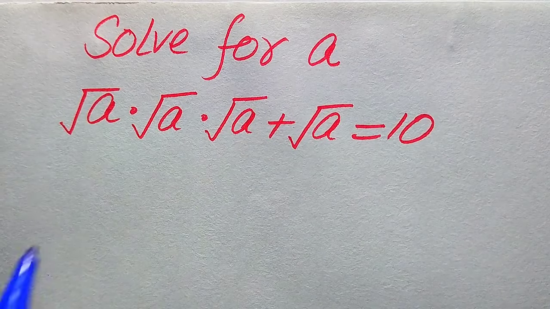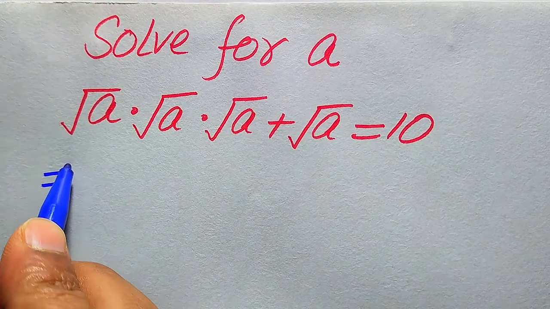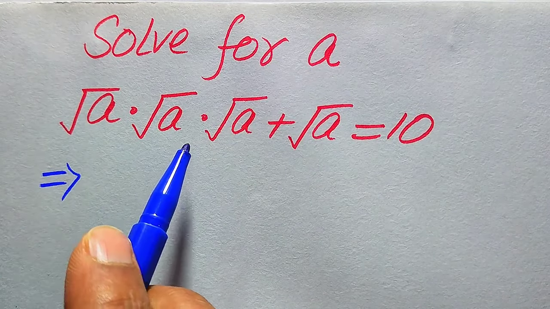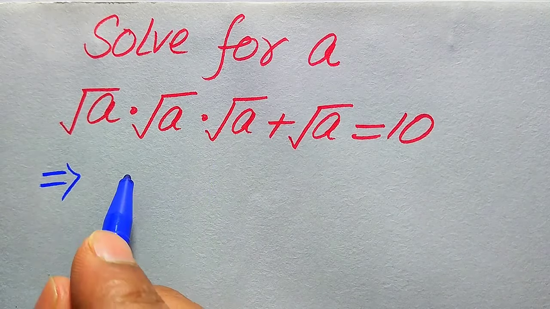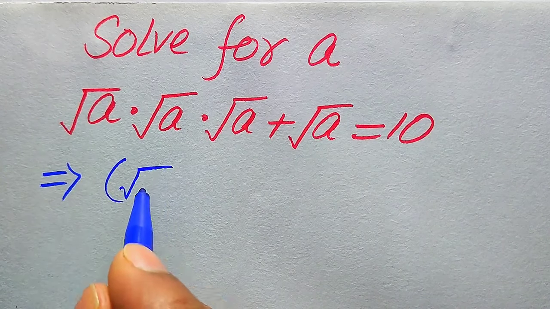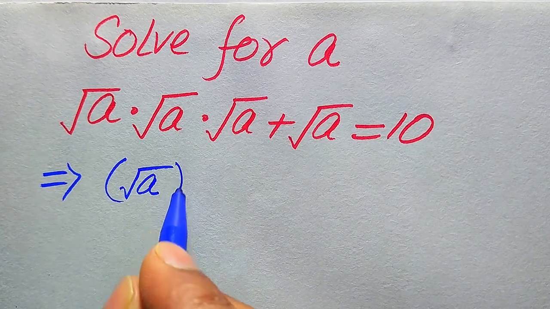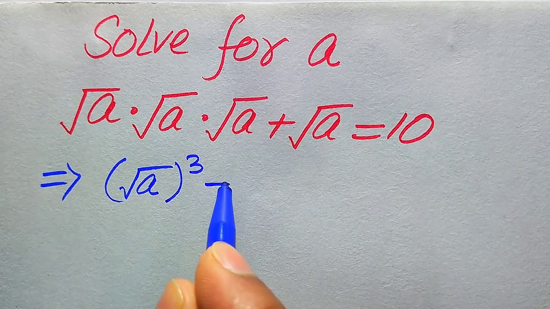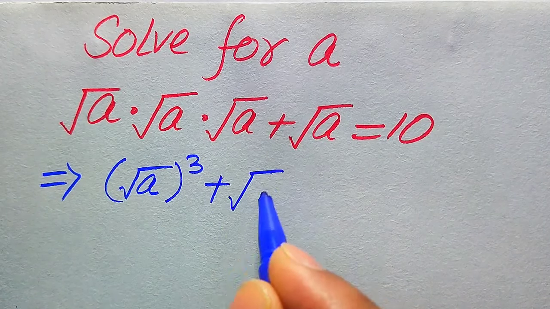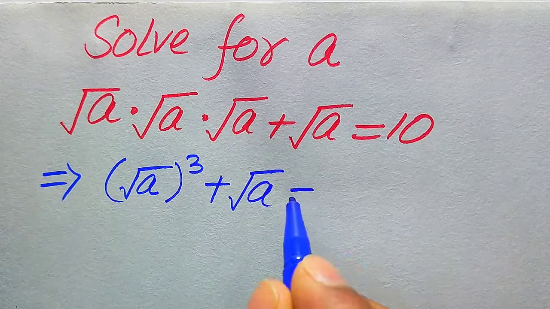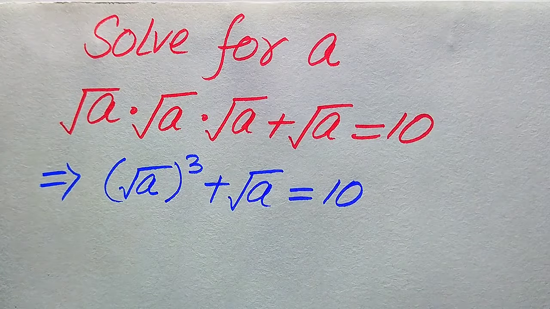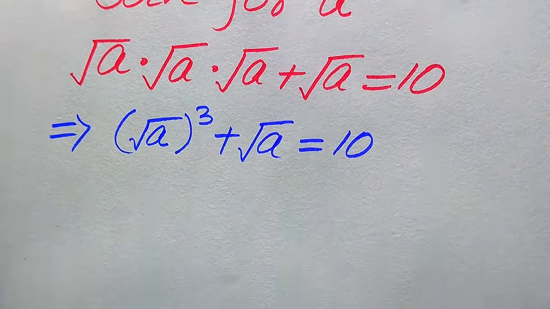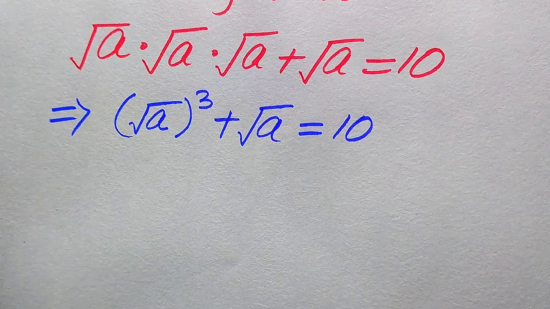So here first you see that the same variable terms are multiplied 3 times. So we write this in the form of a cube, and it will be written as (square root of a) whole cubed plus square root of a is equal to 10. And now in the next step we convert this radical equation into the cubic form.